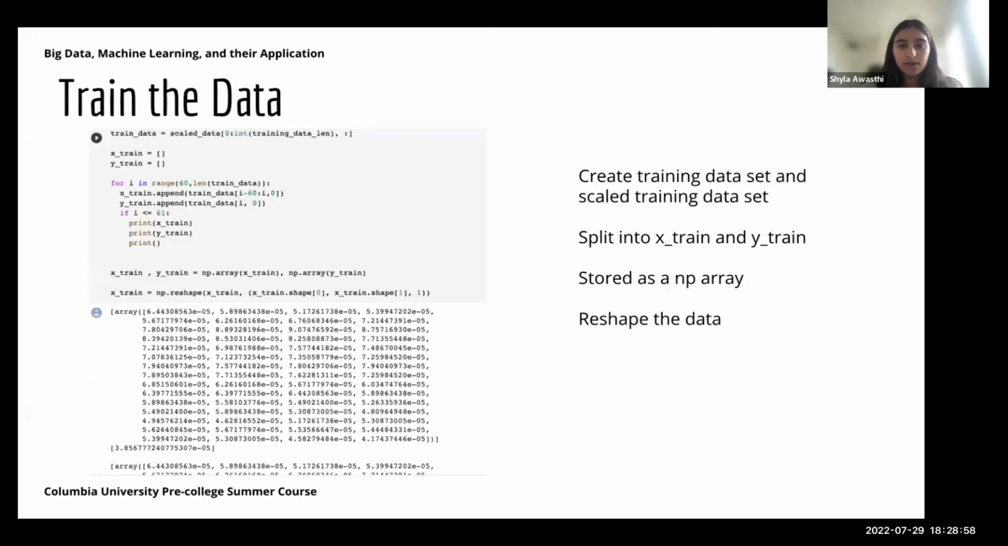Then we trained the data. So in the first line, we created a training data set and a scaled training data set. And then we split it into X train and Y train. And then we stored it as a NumPy array and then reshaped the data.